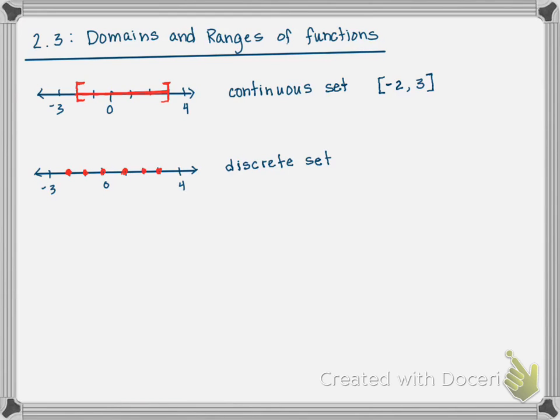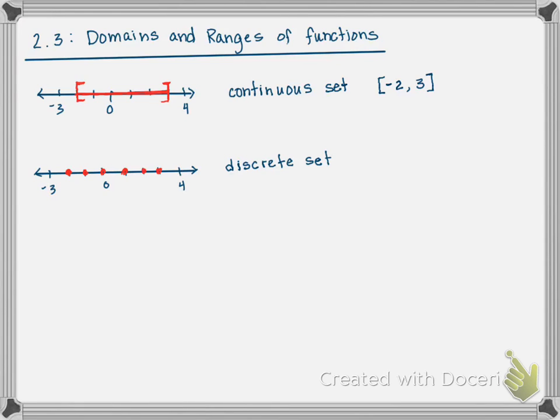A discrete set, you can actually count the numbers that are in it. You can list them all, right? Whereas in the continuous set, there's an infinite number of values in there, right? But here we just have 1, 2, 3, 4, 5, 6 numbers.